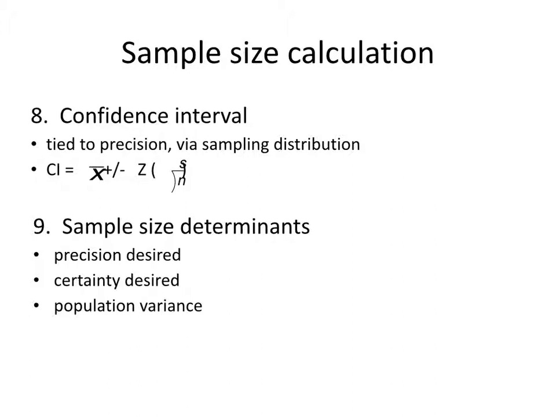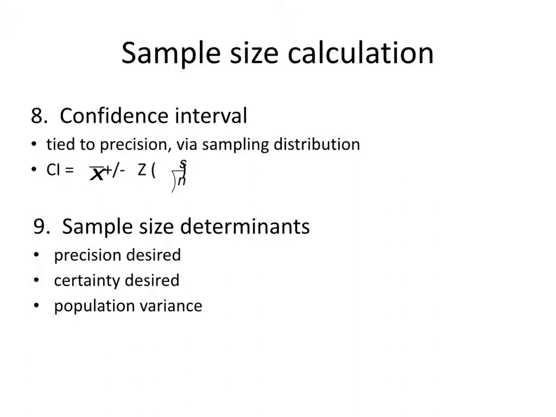So sample size determinants then are these three. The precision desired: how large is the range of values around the sample estimate. So if we're talking about a mean, we're estimating the mean plus or minus some component. That's our precision. The certainty desired is how confident we are that the population mean is indeed in that range. And the population variance is how much values are dispersed in the population. Those three things determine sample size.